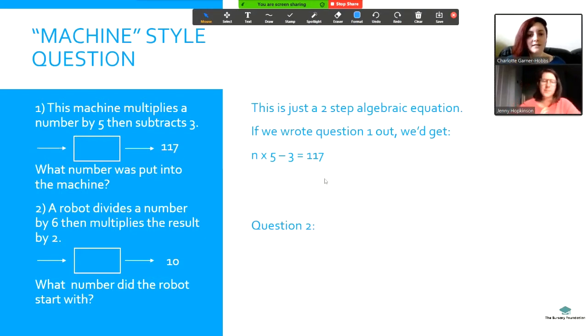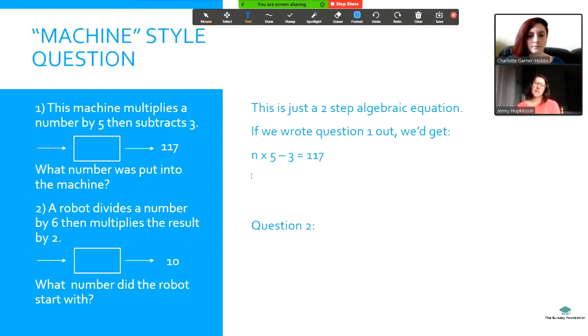So as I've written out here, what we actually need to do is say, a blank number multiplied by 5, subtract 3 equals 117. So I'm going to write my machine out as if it was an algebraic equation, or in other words, a sum with a blank number in it. Now we've done that, all we need to do is work backwards through the stages in order to work out what n is. So what do you think is the first thing that we'd do here?